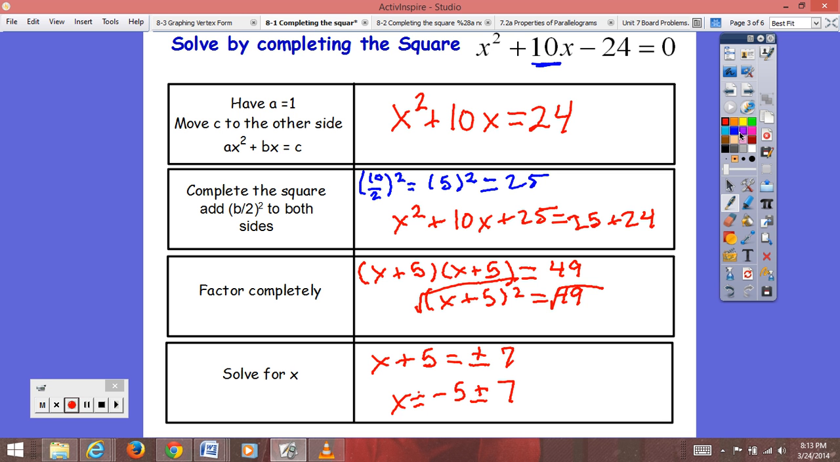So if we have x equals negative 5 plus 7, negative 5 plus 7 gives us a positive 2, or negative 5 minus 7 gives us a negative 12. So x equals negative 12 or 2.